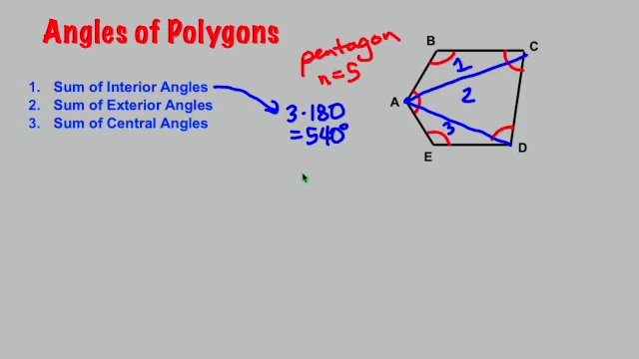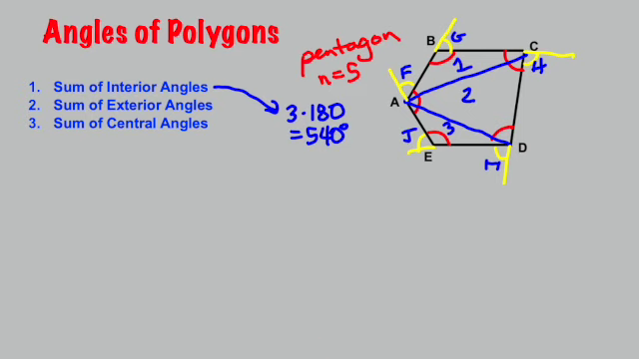So I'm going to say if that's angle A, I'm just going to call this angle F. And I'm going to call this angle G. And this one over here, H. And this one over here, I'm going to write it kind of sideways, that's my I. And over here, this one would be J.